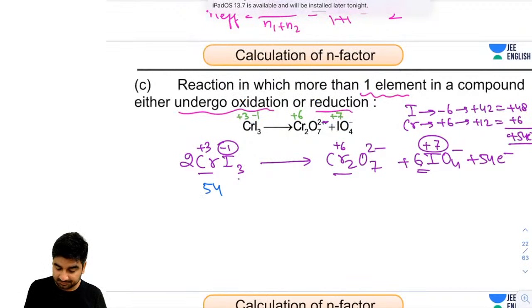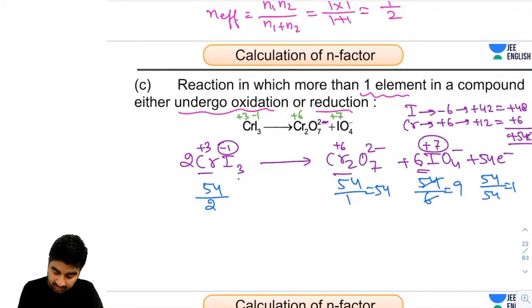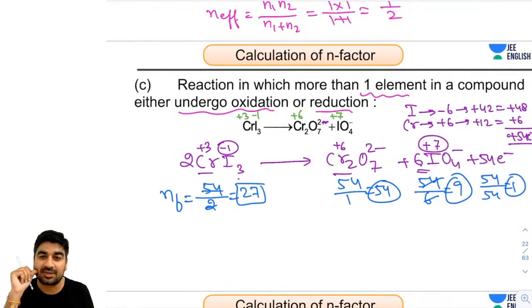Now what will I do, guys? Now divide it by the stoichiometric coefficient. Now divided by 2, 1, 6 and 54. And then we will have 27, then 54, and then 9. Any doubt, guys? So you will be getting the n factor as 27, 54, 9 and 1. Yes, guys, tell me.